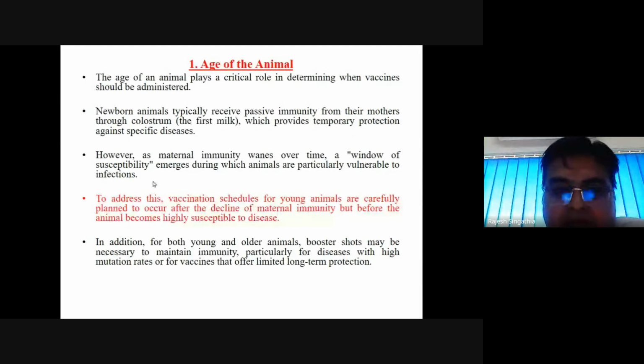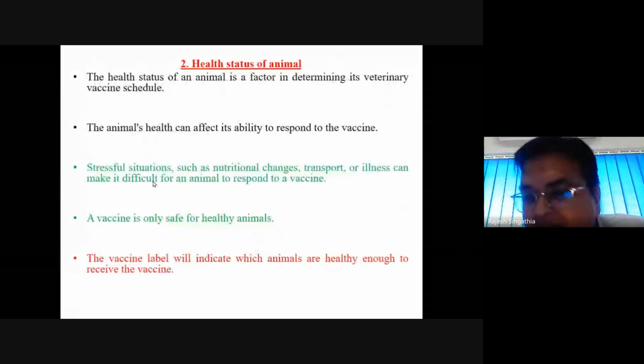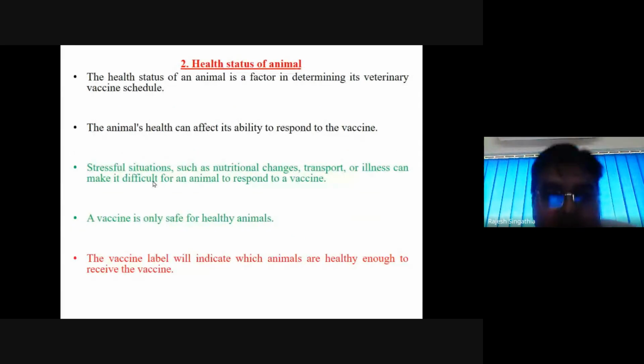Okay. Next important point is health status of the animal. This is again a determinant of vaccine schedule. The health status of an individual is a factor in determining the vaccine schedule. The animal's health can affect its ability to respond to the vaccine. Sometimes stressful conditions like nutrition change, transport, or illness can make it difficult for the animal to respond to a vaccine. Okay, so health status of the animal is very important.